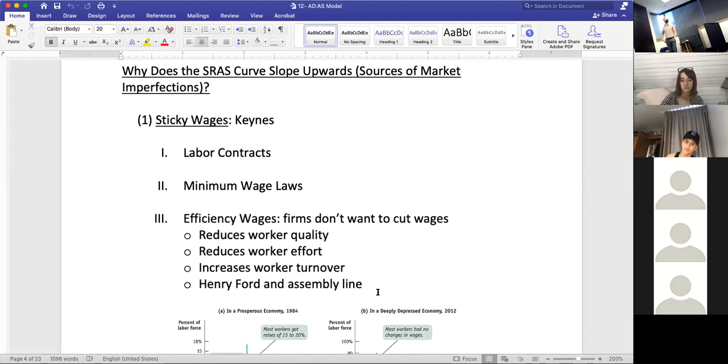Why don't firms just cut wages? Because there's other factors at work. One of them is that many people have labor contracts. Labor contracts prevent firms from cutting wages. Even when you don't have an explicit contract, there's often implicit contracts, right?